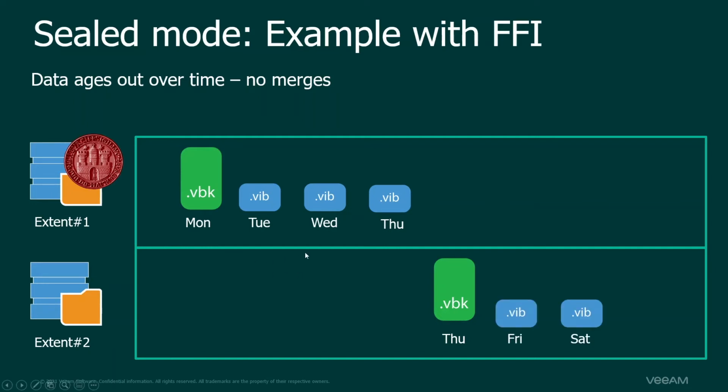Then Friday, Saturday and Sunday. You still will be able to read the data of Monday, Tuesday, Wednesday and of course Thursday, it comes from extent 1. If you need data that comes from extent 2, you read it from extent 2.